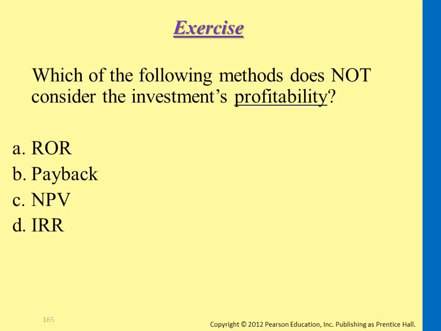Which one of the following methods does not consider investment's profitability? Payback period. What it gives you is just the number of years, right? So it doesn't really consider all the remaining profits you're getting after you got the returns that covers the initial cost. The criticism for this method would be, even though sometimes you get the return in a shorter time frame, it doesn't mean that the profit is higher than the other project. So payback period is the tool that doesn't consider profitability.